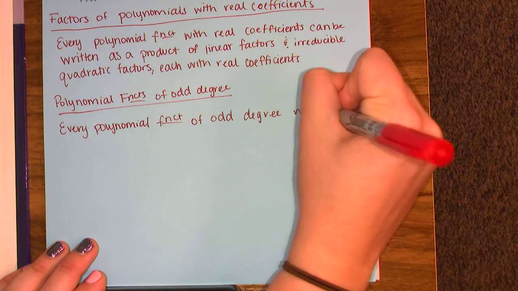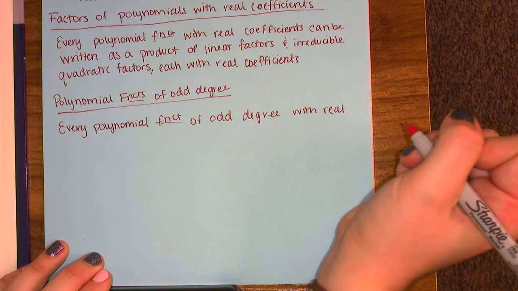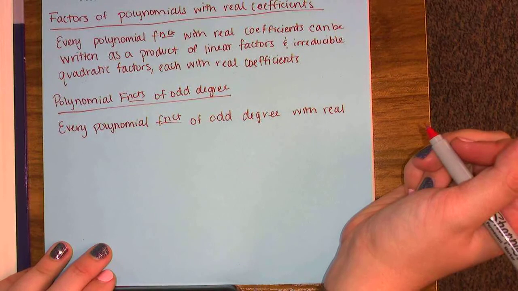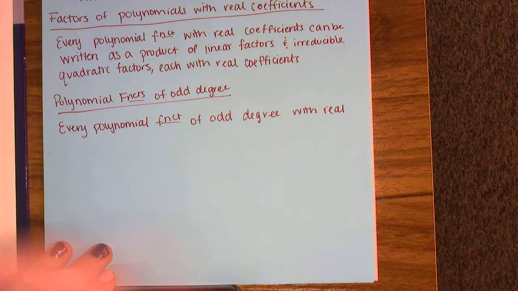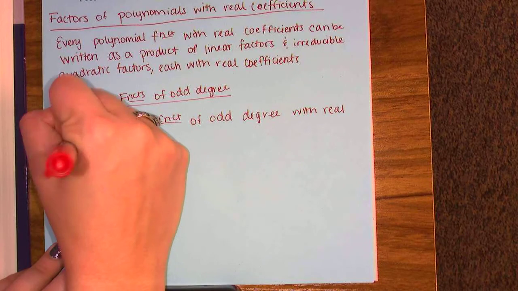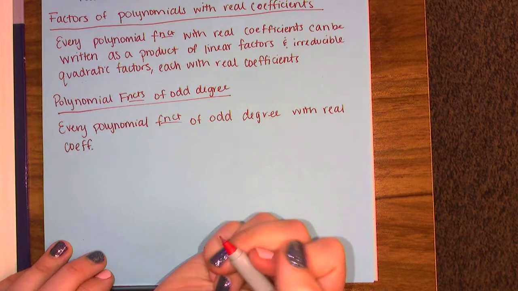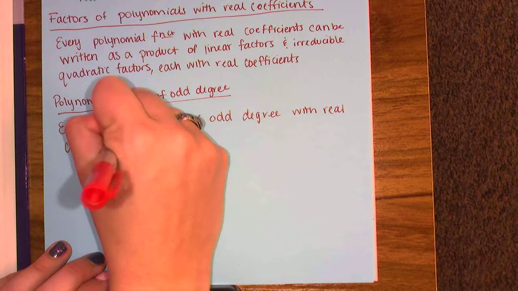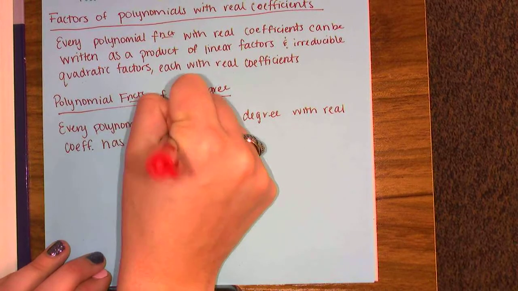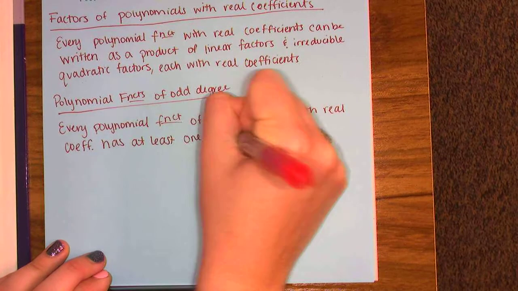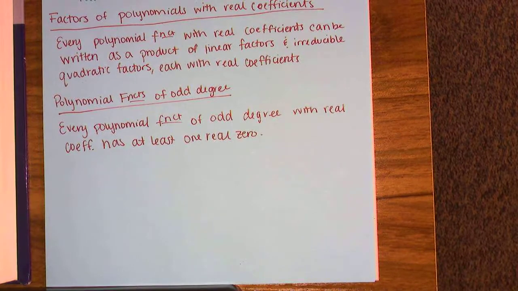with real coefficients. Logan, you literally said something about an abbreviation for coefficient on my paper. I actually have it written as an abbreviation in this one. With real coefficients has at least one real zero. I've done a bunch of examples in this section last year.